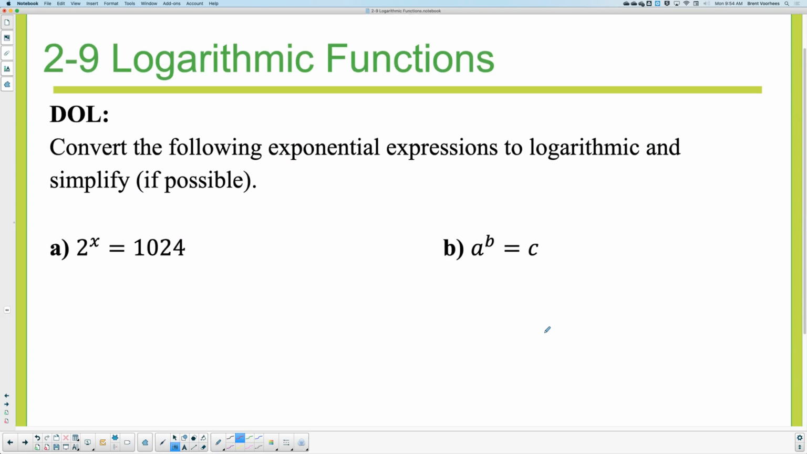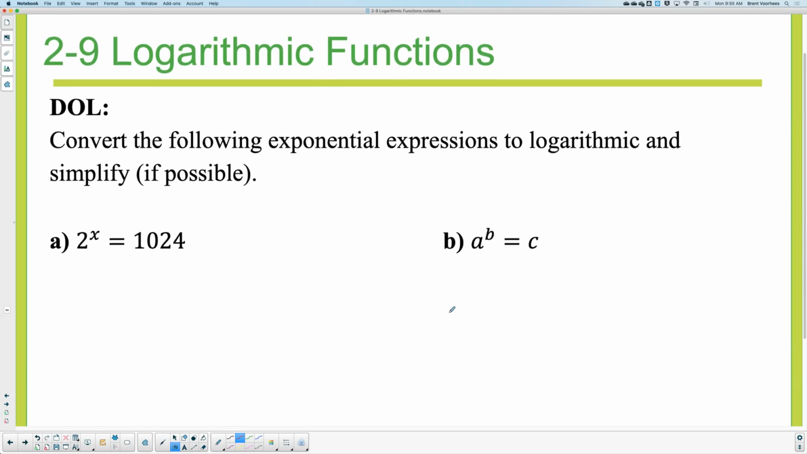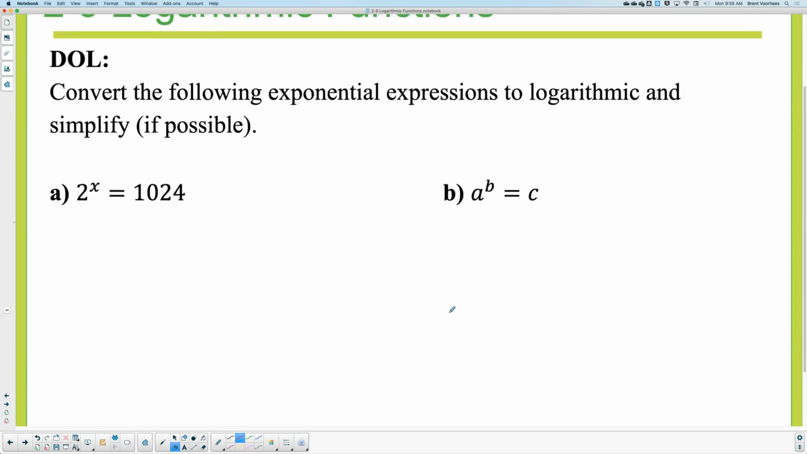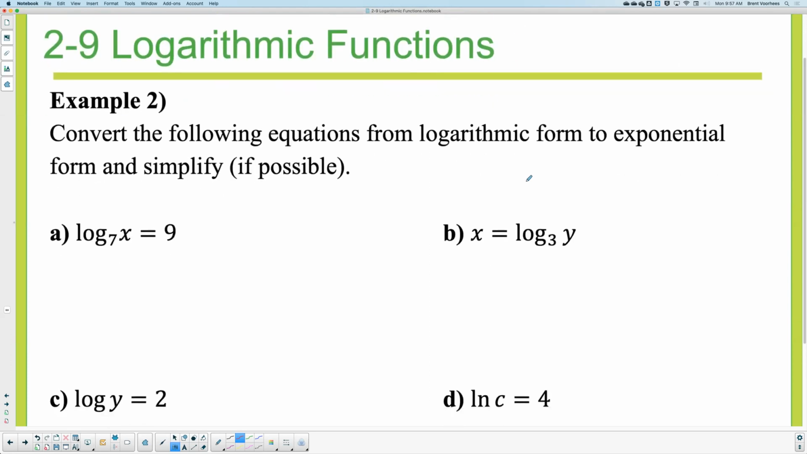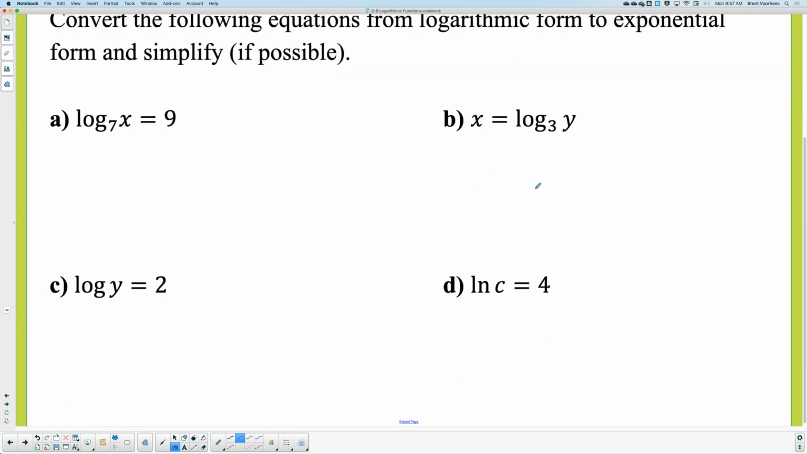All right, convert the following and then solve or simplify if possible. Two DOLs for you. All right, so now let's convert the following equations from log form to exponential form and simplify if possible.